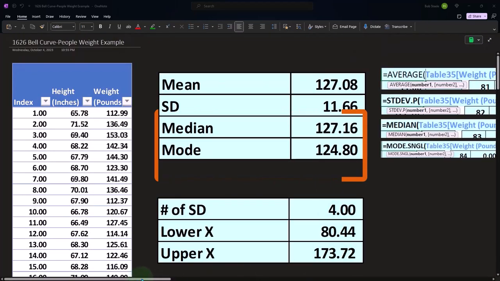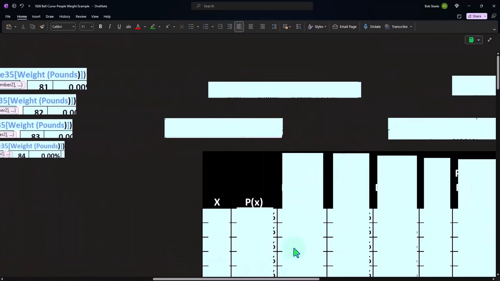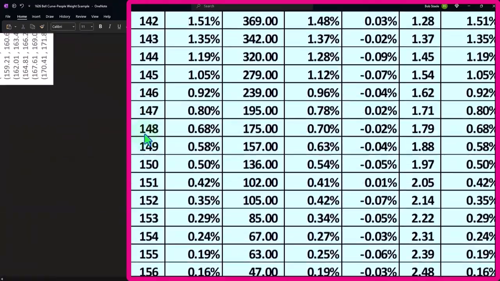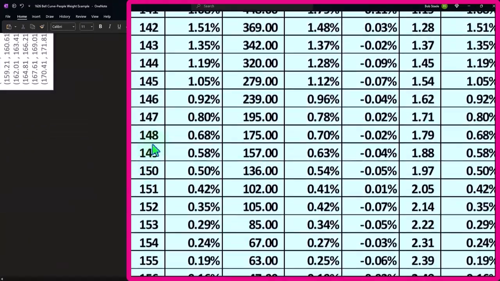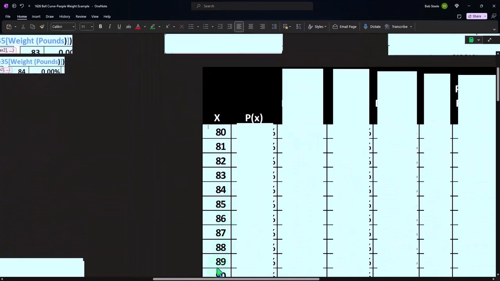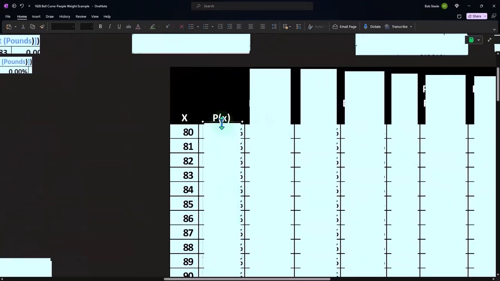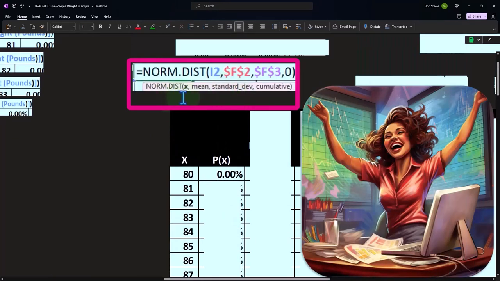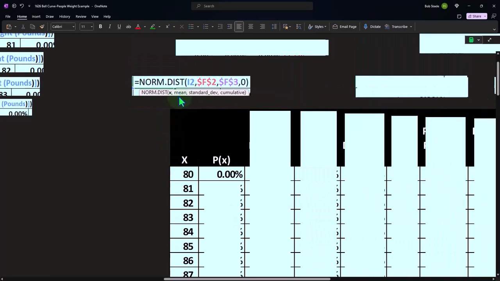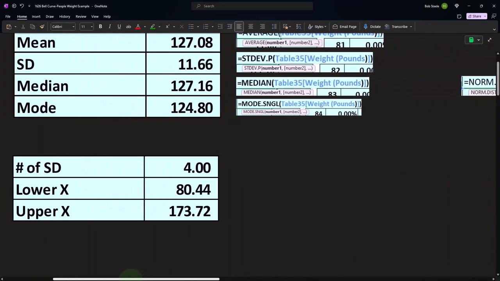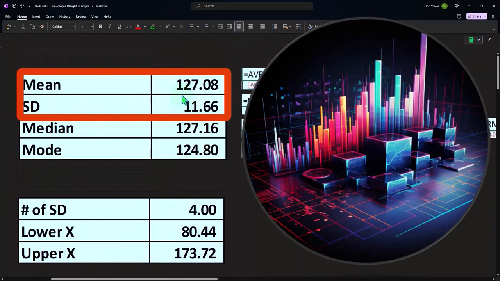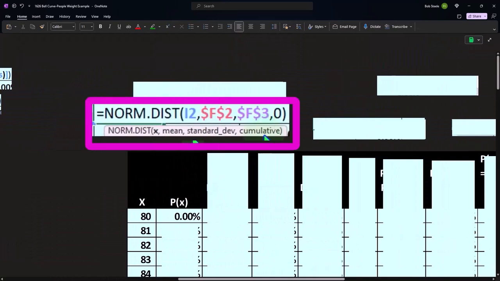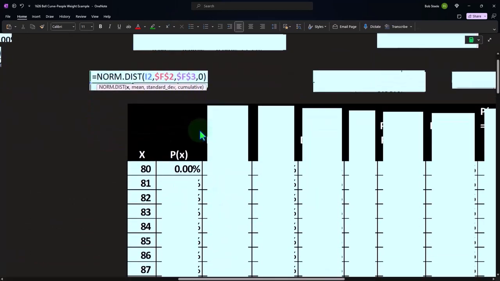So I'm going to say, all right, then if I go over here, the X's are just going to go from 80 on up to that high point of 174, and that should capture the data that we need to be plotting in the graph. Then we can do our P of X's, which is our NORM.DIST formula: NORM.DIST, the X, in this case 80, the mean and standard deviation, which are these two numbers, the 127.08 mean and the 11.66 standard deviation in our formula, and we do not want it to be cumulative, which is what the zero represents.